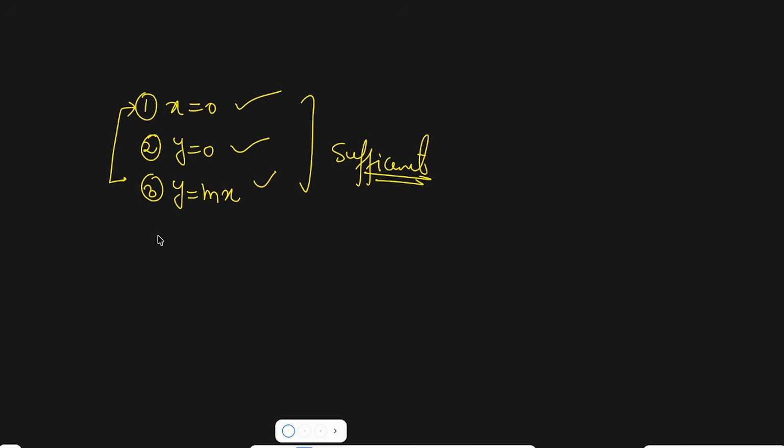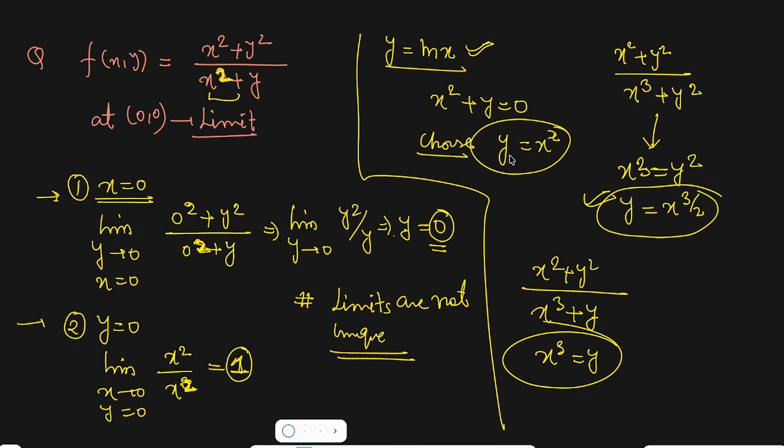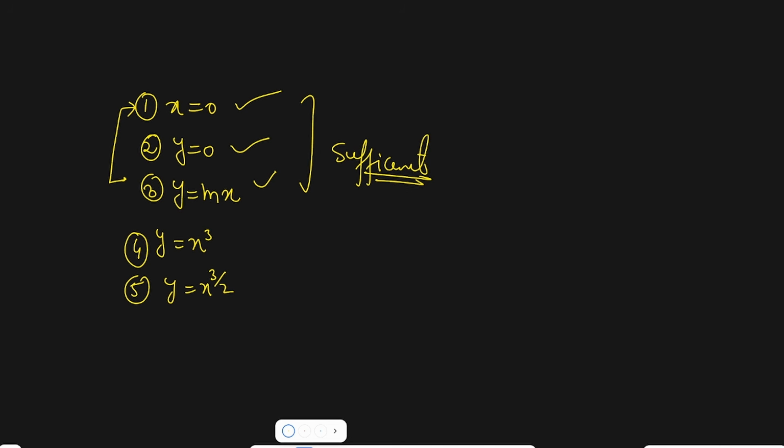Let's say you can choose the y is equals to x cube path, this is one of the next paths. Or the y is equals to x power 3 by 2 path. These are based on the denominator. These are the things which are very important in terms of finding the limits of a function of several variables. I hope you got it.